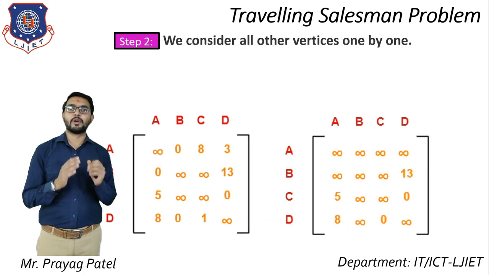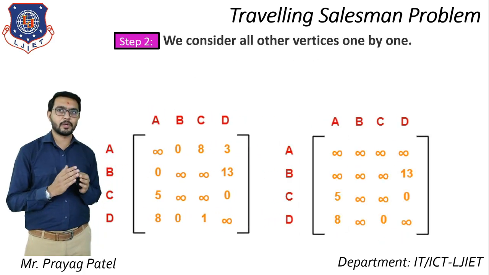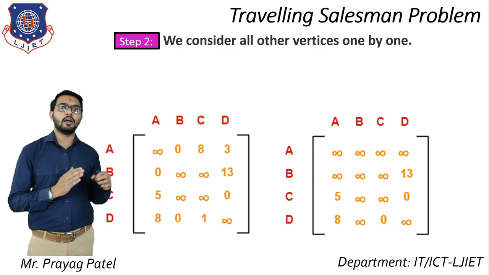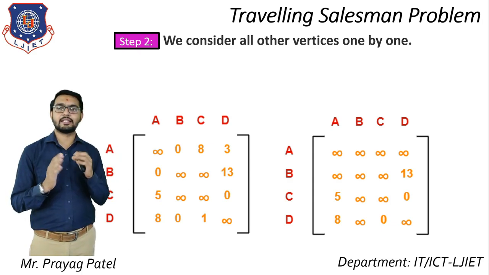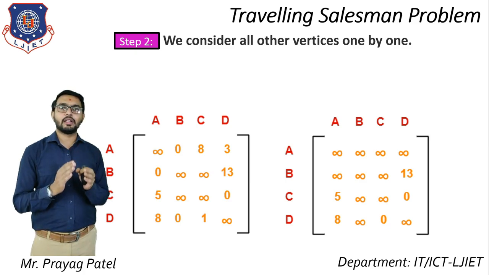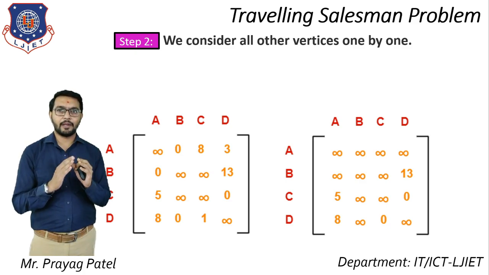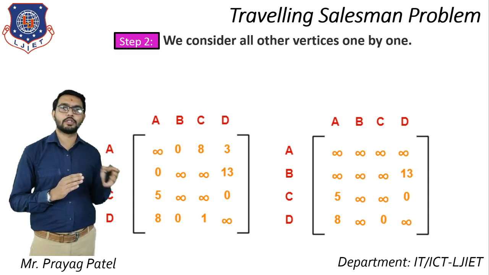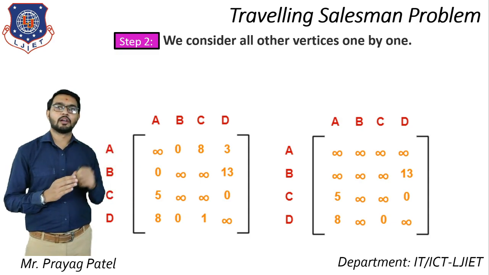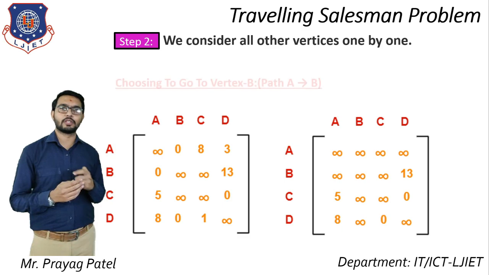So your initial cost for this matrix is 18. Now consider step number 2. In step number 2, we consider all other vertices one by one. Means here consider A as an initial node. Then after node A or city A, you can consider path from A to B, then path from A to C, then path from A to D. Consider one by one all the possibilities.